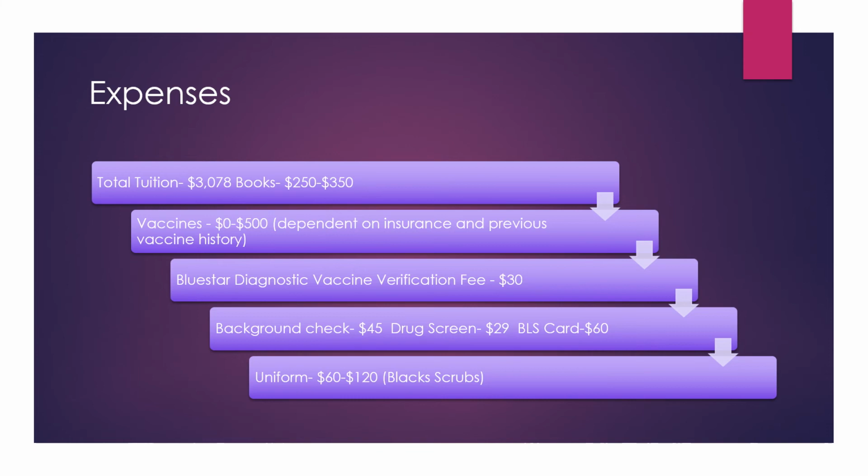The background check and drug screen are also listed here. So it's the BLS card. I told you in a previous slide that the BLS card was $60, or the course is $60. Drug screen, $29. Background check, $45. Most uniforms will range anywhere between $60 to $120.